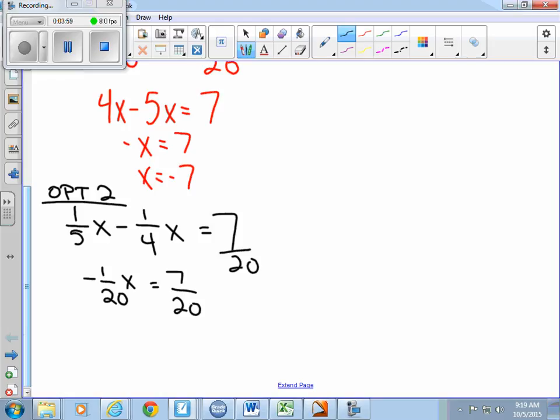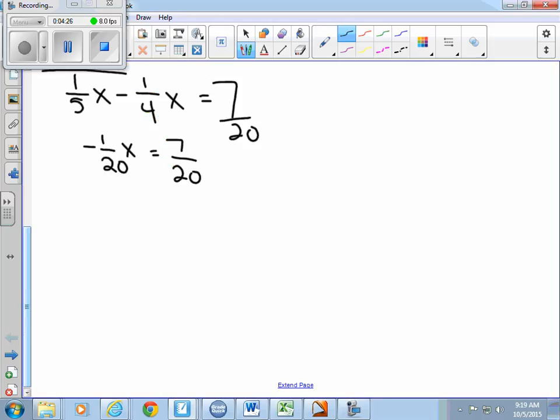And then in normal solving fashion, how would you get x by itself? Divide by negative 1/20, and you still do that. Your calculator can divide fractions. It's pretty good at that. I just wanted to show you that you have multiple options for this. Don't let yourself get stuck. So 7/20 divided by negative 1/20 is negative 7 in your calculator. When you divide fractions, you flip and multiply. That's where they get the negative 7.